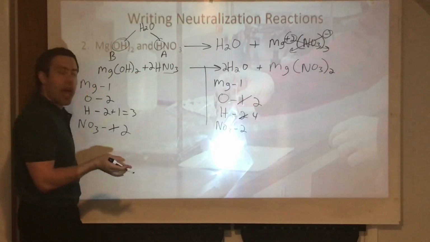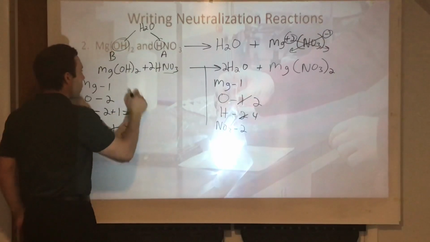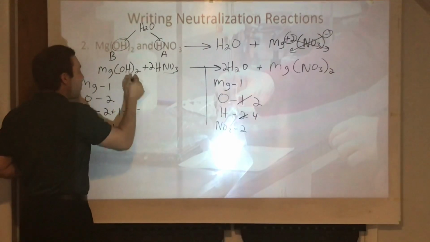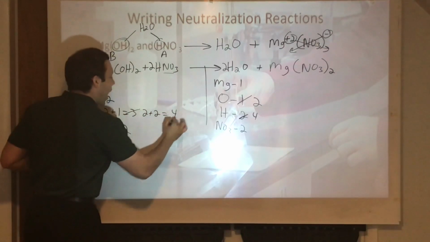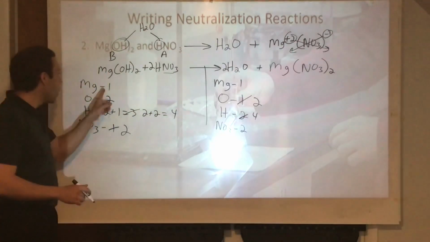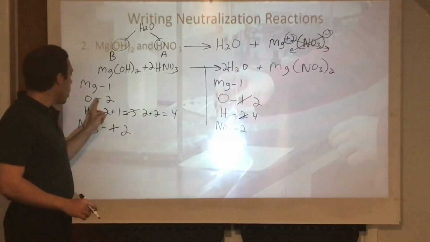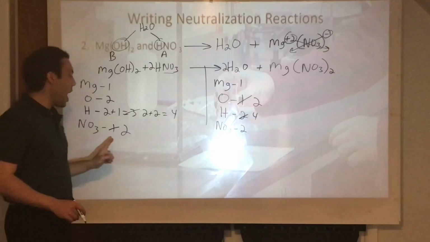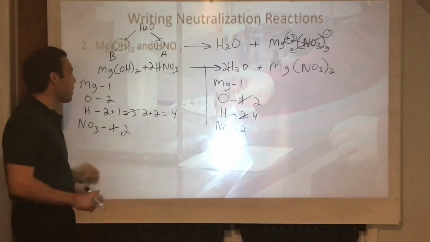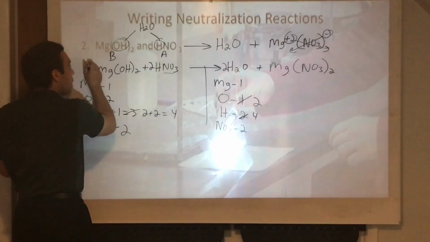Now let's take a look at the hydrogens. 1 times 2 is 2, plus 2 times 1 is 2. So I have 4 hydrogens on the left. 1 magnesium, 1 magnesium, 2 oxygens, 2 oxygens, 4 hydrogens, 4 hydrogens, and 2 nitrates and 2 nitrates. So this is our final equation.